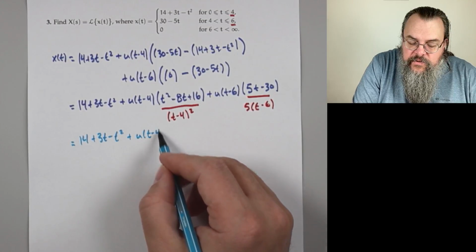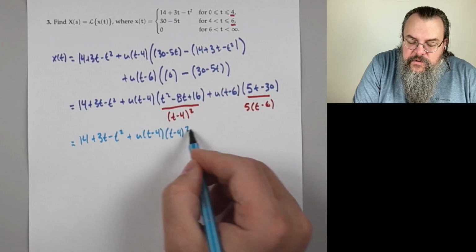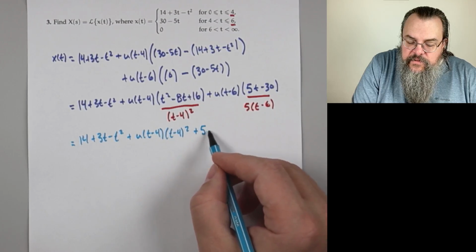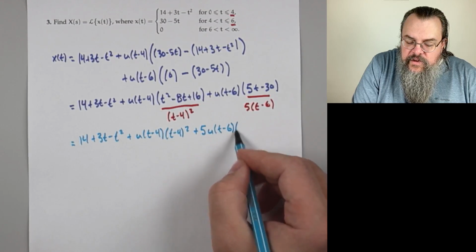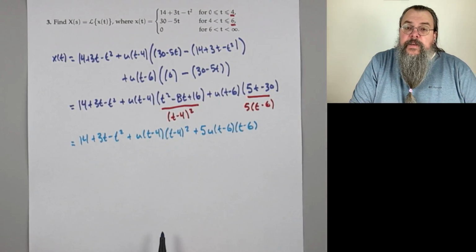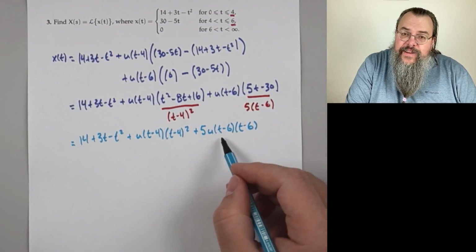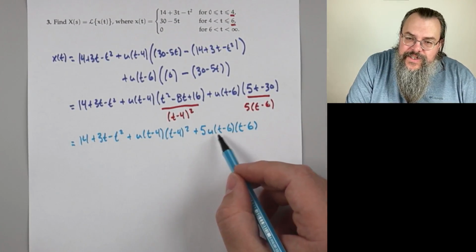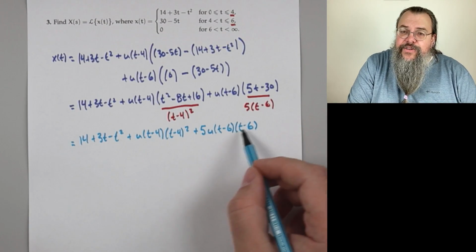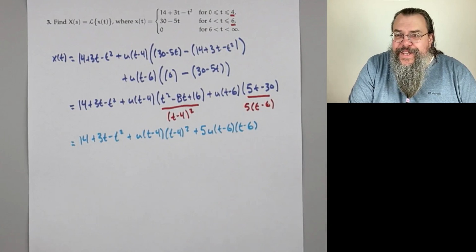u of t minus 4 squared, and I'll put it as 5 u of t minus 6, t minus 6. All right, now this isn't u of t minus 6 squared, because this t minus 6 is going into the u function. This t minus 6 is outside the u function, so be careful.